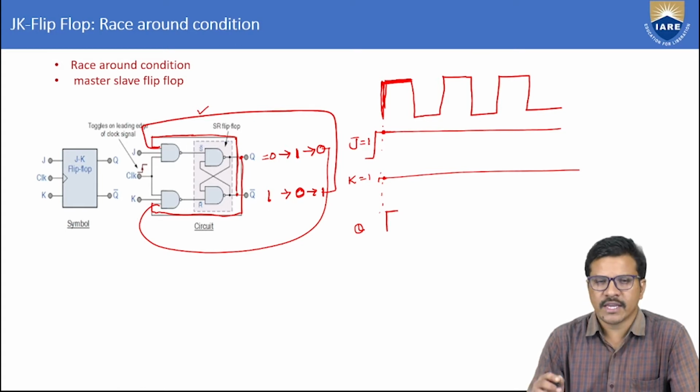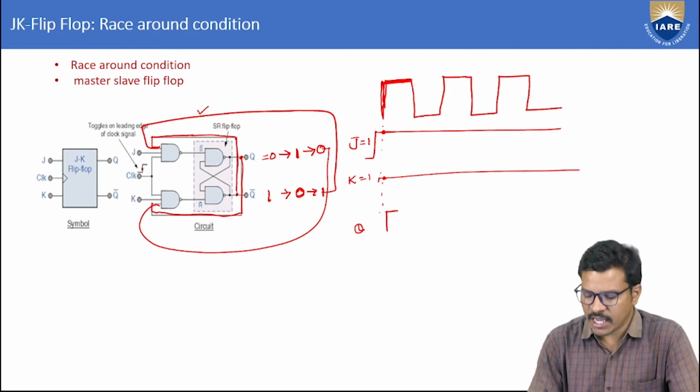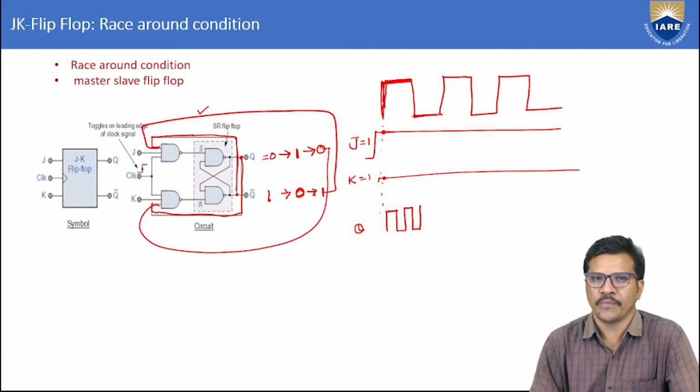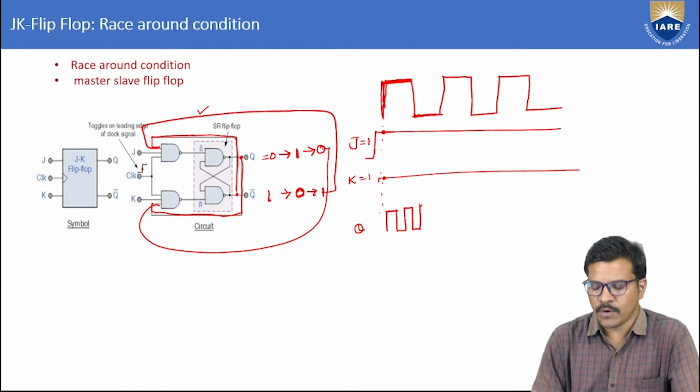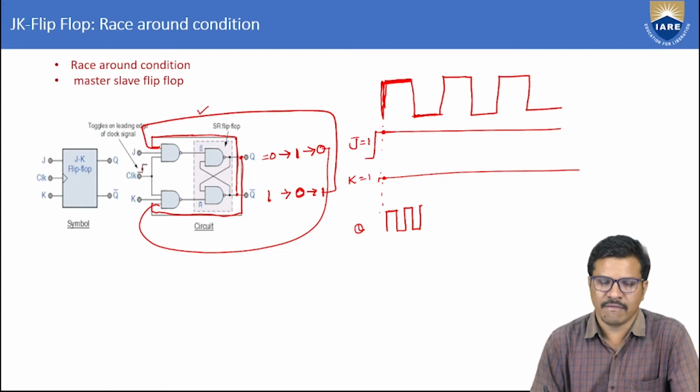As long as the clock pulse is of very long duration compared with the JK flip-flop propagation delay, the output keeps toggling between 0 and 1 until the clock gets low. So we get this unnecessary race-around condition in the JK flip-flop.